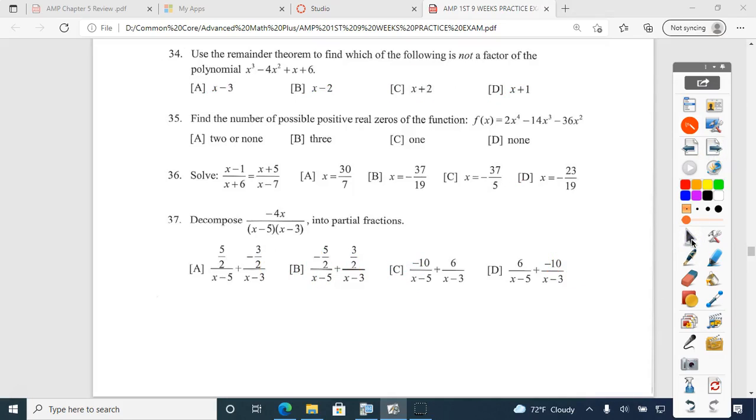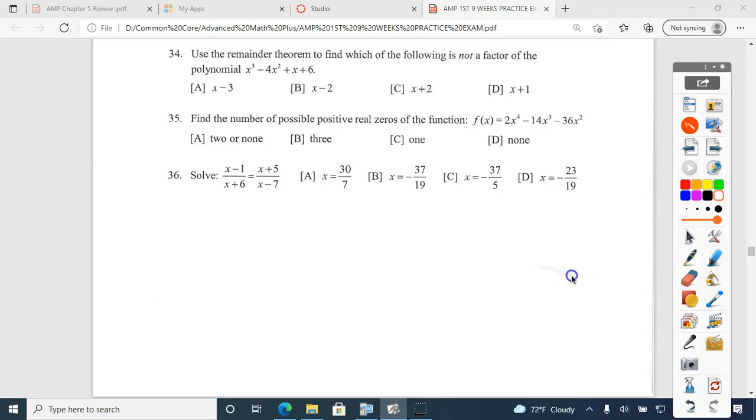35, find the number of possible positive real zeros of the function. Remember, these are the ones where all you have to do is count how many times the sign changes. So this is a +2 and a -14 and a -36. So the sign changed once. That's all you have to do. Okay. 36. You have a little work to actually show here.